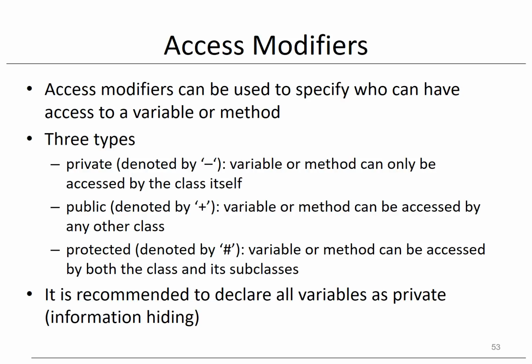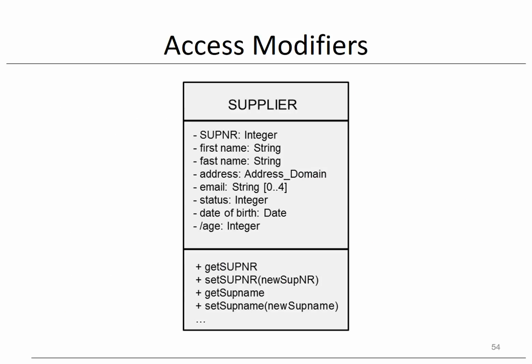To enforce the concept of information hiding, it is recommended to declare all variables as private and access them using getter and setter methods. You can see this illustrated here, where all variables are private and all methods are public.